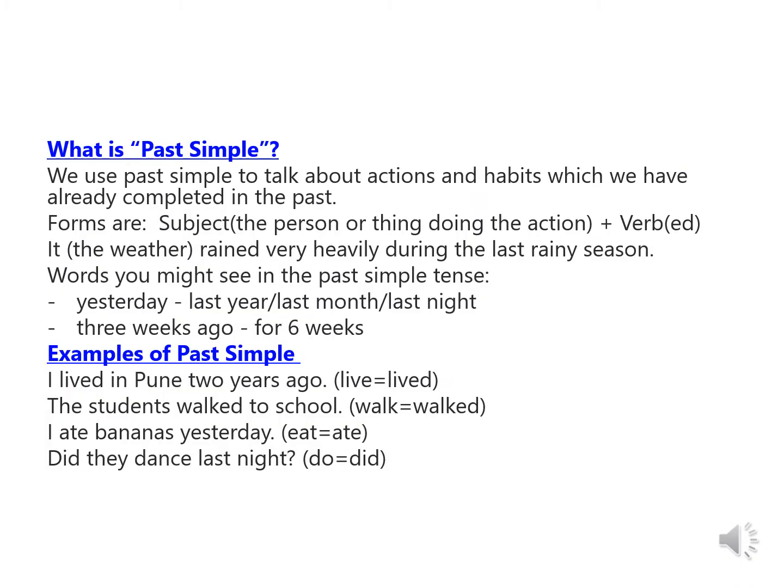Let's start with past tense. The first and foremost is past simple. We use past simple to talk about actions and habits which have already completed in the past. The basic forms for the past simple are the subject concerned, the person or thing doing the action, plus verb with an ed form.